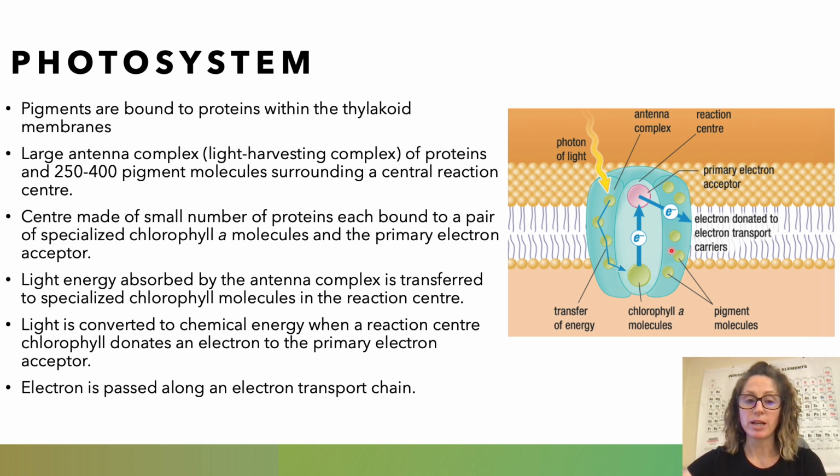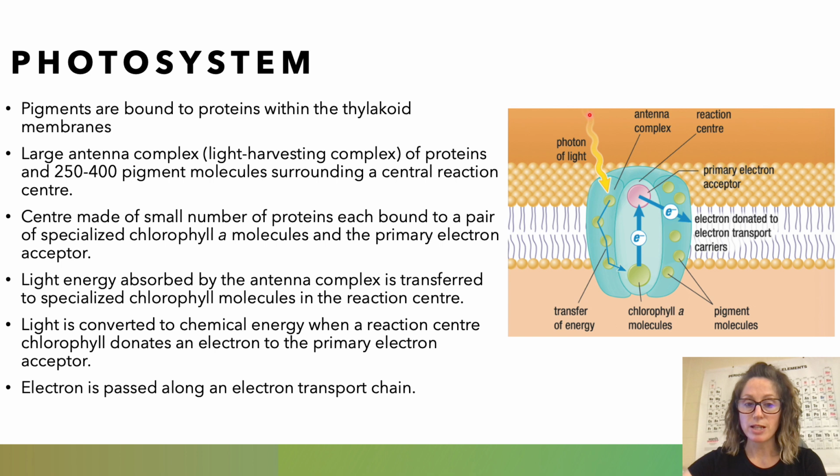They are said to be surrounding a central reaction center. So this is the reaction center, and we'll see in our next lesson what that looks like. So what kind of reaction is happening? You can imagine it involves the transfer of an electron. The center is made of a small number of proteins, each bound to a pair of specialized chlorophyll A molecules. So this is your chlorophyll A molecule, and we have our primary electron acceptor. This is where the magic is happening in this reaction center.